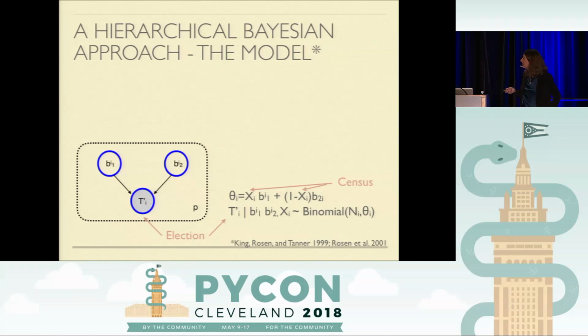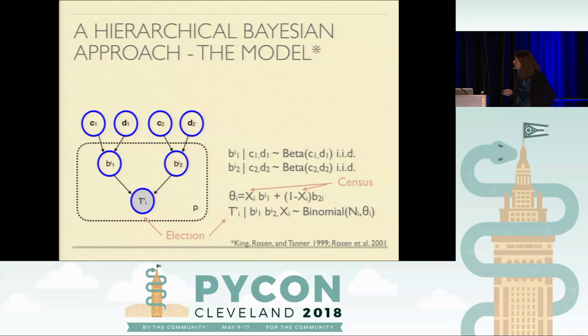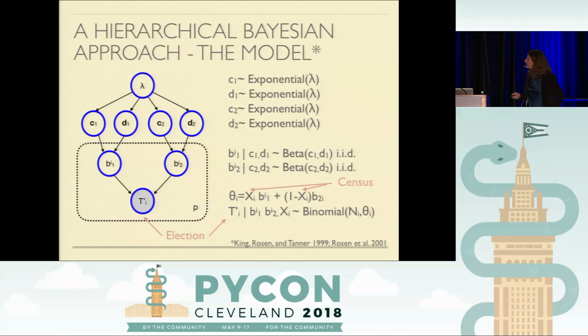And then we're going to add a level of hierarchy here. So we want to share statistical strength across precincts that fall in one congressional district. So we're going to assume that we also have congressional district level parameters that control the distributions of our precinct level parameters of interest. And then those congressional level parameters are themselves uncertain, so we will also model them as random variables drawn from their own probability distribution. So this is a model introduced by King, Rosen, and Tanner in 1999 and refined in 2001.